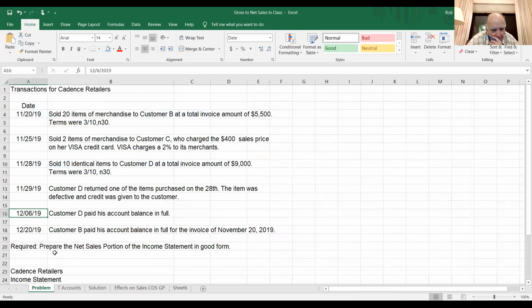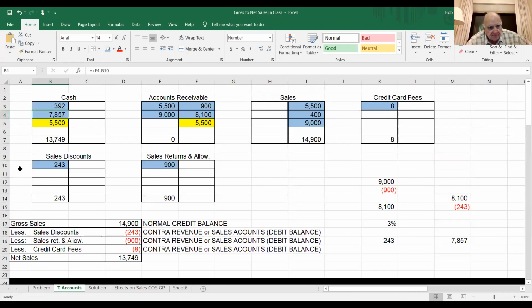So let's see. All right, customer B paid us. He paid us on December 20th. When did he buy the stuff? A month ago. He is not entitled to a discount, so we have to collect the whole $5,500 from this guy, right? Debit cash. Credit accounts receivable. And there you go.